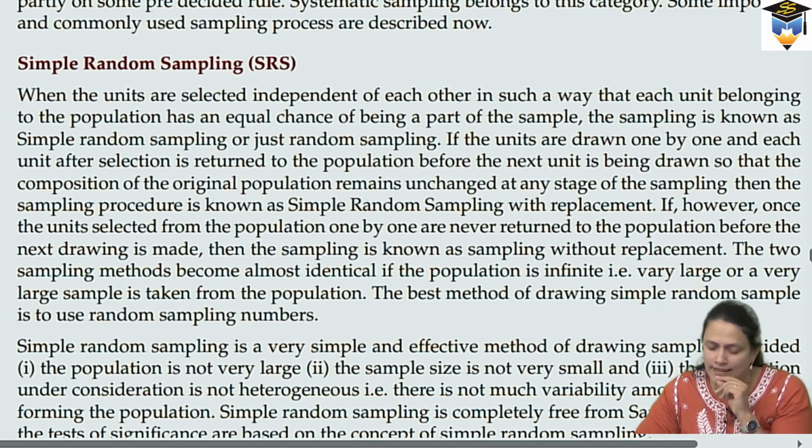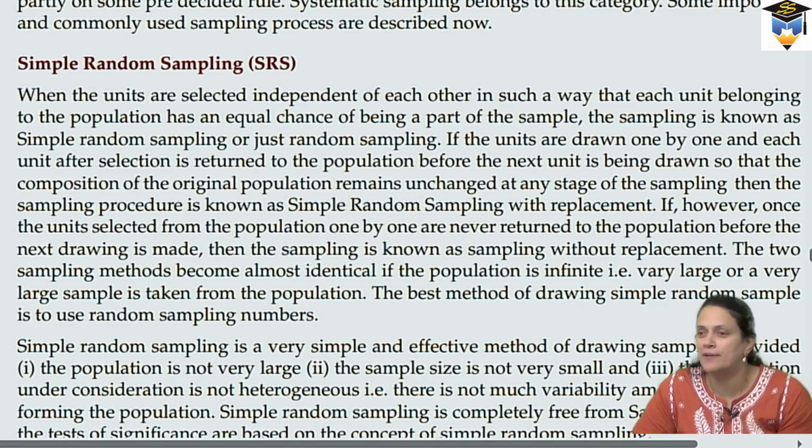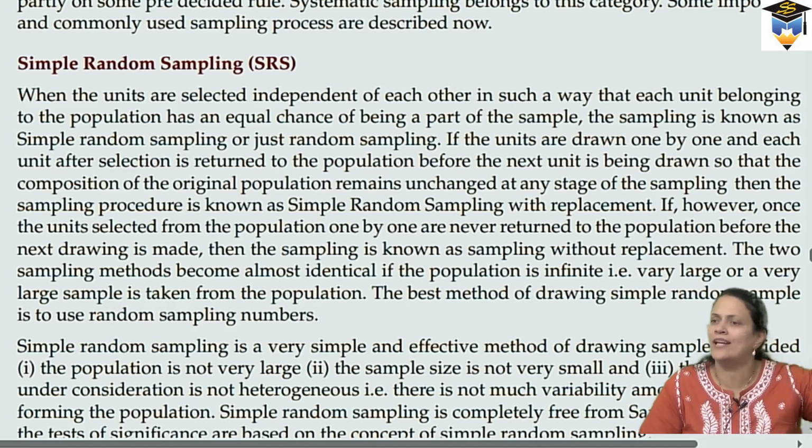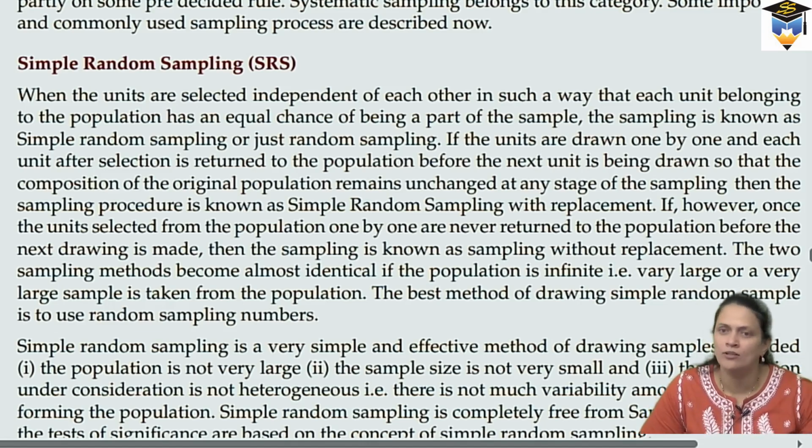Can we say that lottery is a classic example of simple random sampling? What happens in a lottery system? Did you understand? Yes, so that is an example of simple random sampling, because randomly anyone will be selected who will get the lottery.